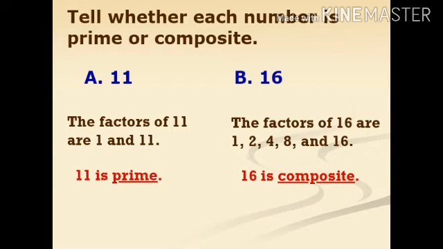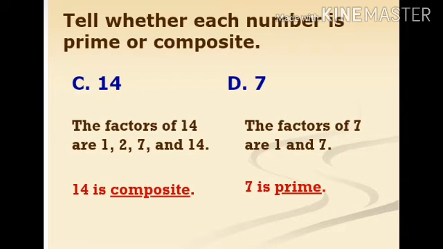Tell whether each number is a prime or composite number. Question A. 11. The factors of 11 are 1 and 11. So, 11 is a prime number because it has only 2 factors. Question B. 16. The factors of 16 are 1, 2, 4, 8 and 16. Therefore, 16 is a composite number since it has more than 2 factors.